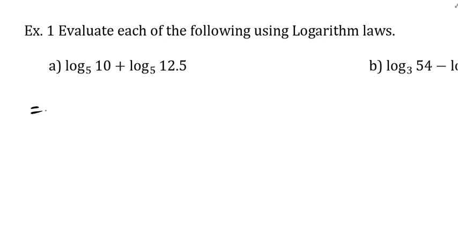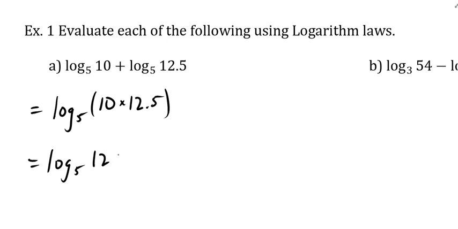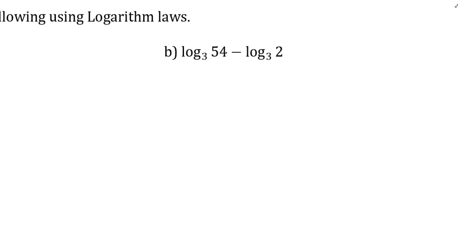Does anybody know what to do here? Isn't that just log base 5 of 10 times 12.5? Okay, so log base 5 of 10 times 12.5. And it turns out that that works. It's obviously set up to work that way because that's 3. 5 cubed is 125. Okay, next one. Try this one on your own.